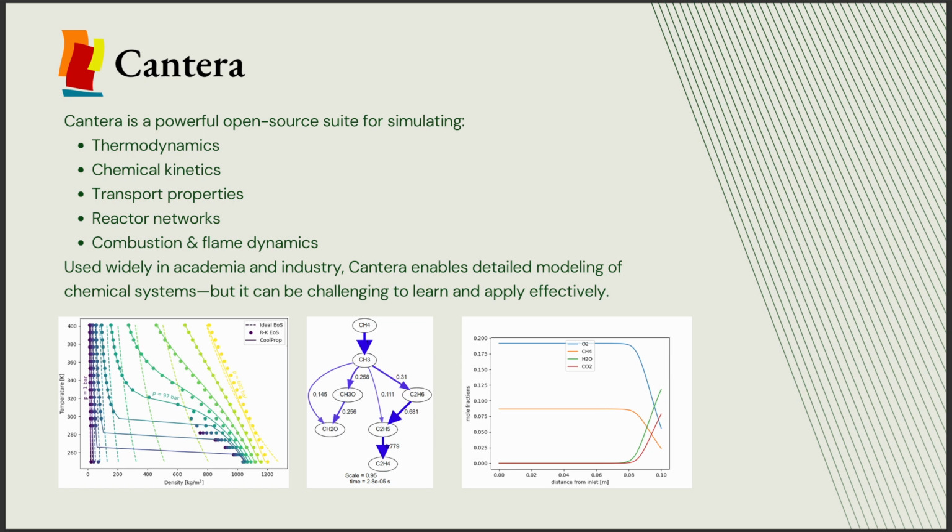Before we get into the AI assistant itself, let's take a moment to understand Cantera. Cantera is a widely used open source library for simulating thermodynamics, chemical kinetics, transport properties, and reactor networks. It is used widely in academia and industry for research, and it enables detailed modeling of chemical process systems. As you can see here, there are some examples like reaction networks, vapor liquid systems, and combustion systems that can be modeled using Cantera, but it can be very challenging to learn and apply effectively.